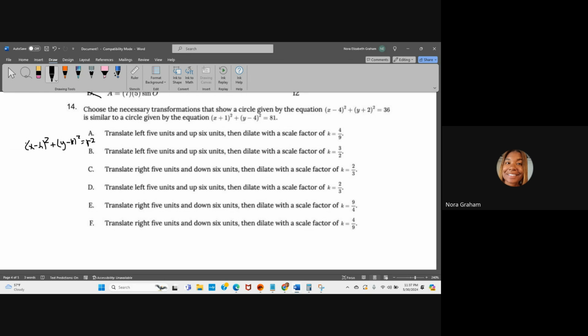So remember, my h is going to shift left and right. My k is going to shift up and down. If this is a positive inside, we do the opposite and we go to the left. If it stays a negative, then that means we go right. Okay, you do the opposite of what's inside your parentheses.